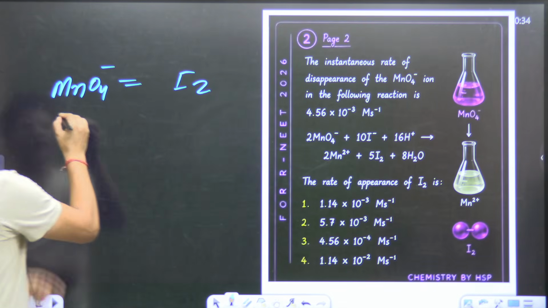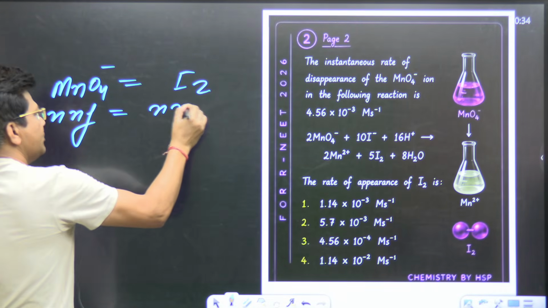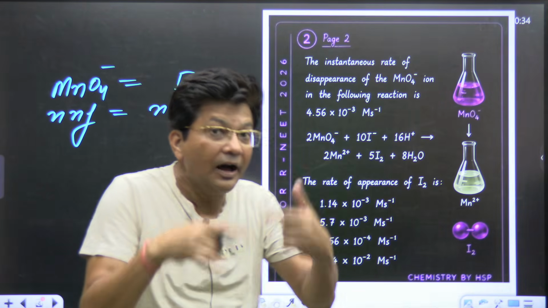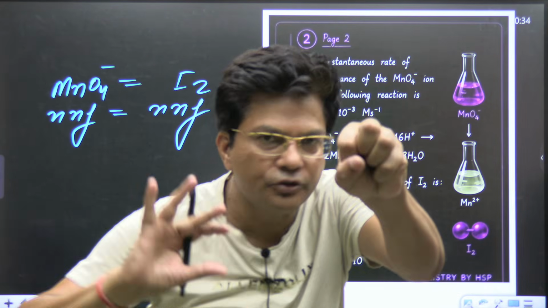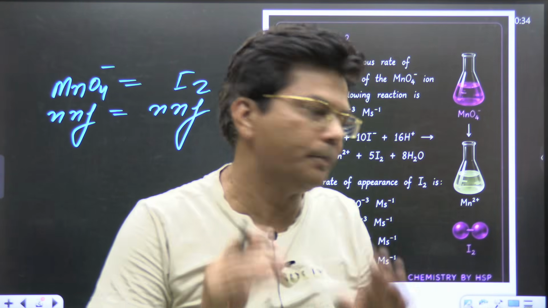Now we know that its n into N factor will be equal to its n into N factor. Now what is given? We know that concentration is number of moles per unit volume. Volume is the same, so concentration will be equal to number of moles.